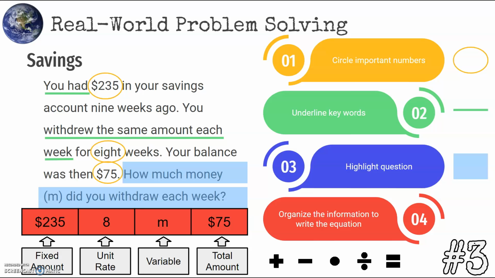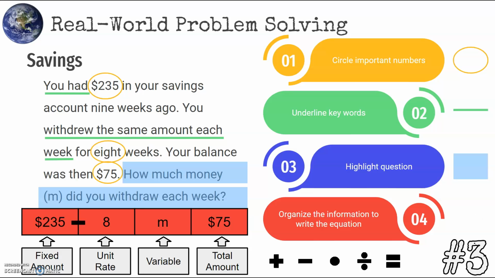This one is a little bit harder. If you thought the 235 was the total amount, that's normal. Those are simple mistakes where we just need to reread and think about the journey that we went through. The starting point was the 235, that's the fixed amount. Where we ended up, or the total amount, is where it says your balance. That would be the 75. That's the total. This is why we underline. And again, I apologize for not underlining your balance was then $75. That would be something if you did. Good job.